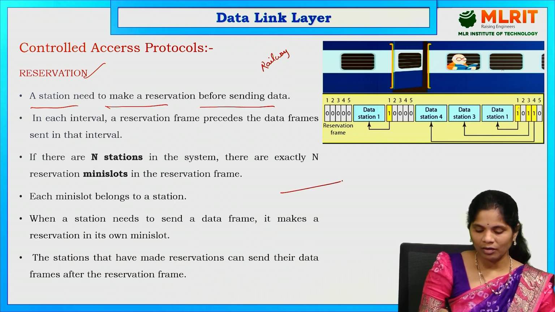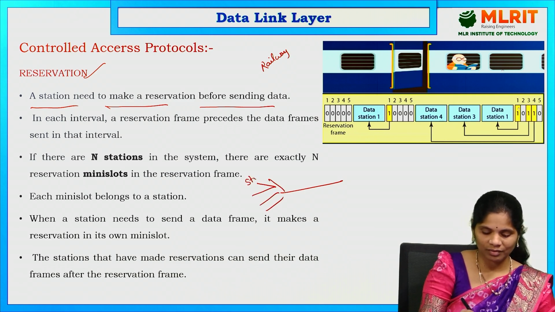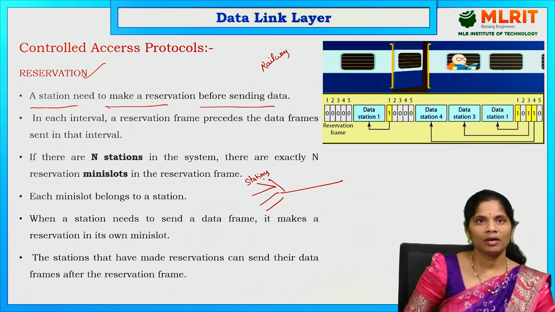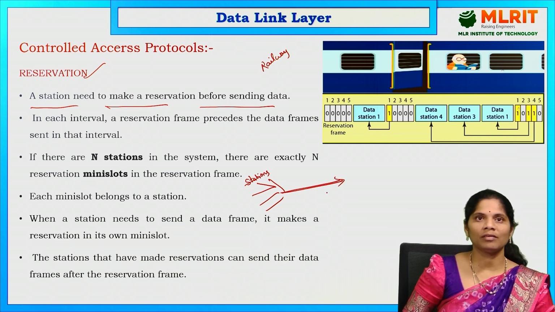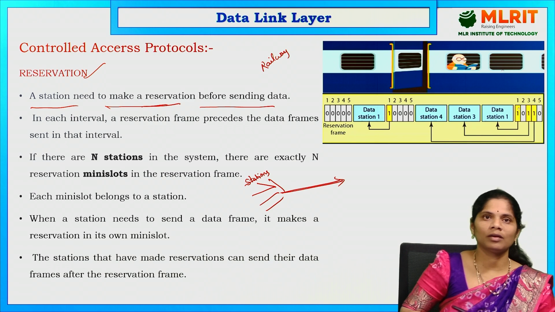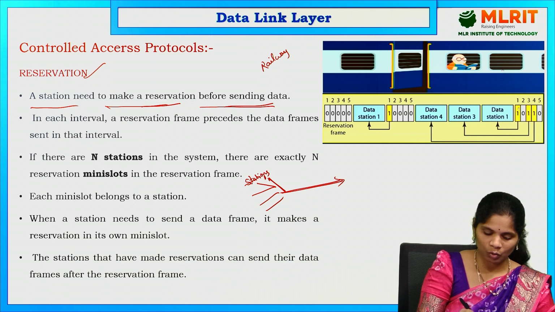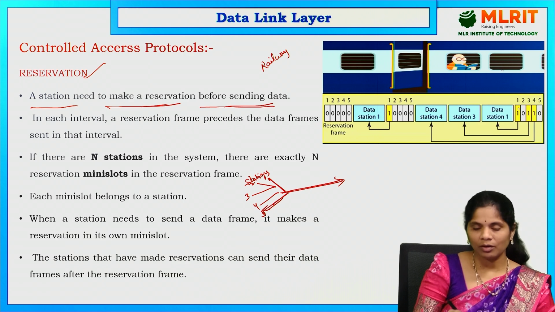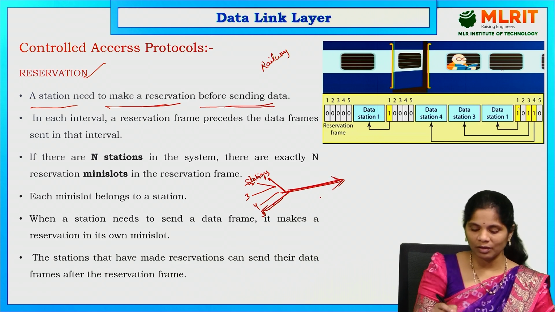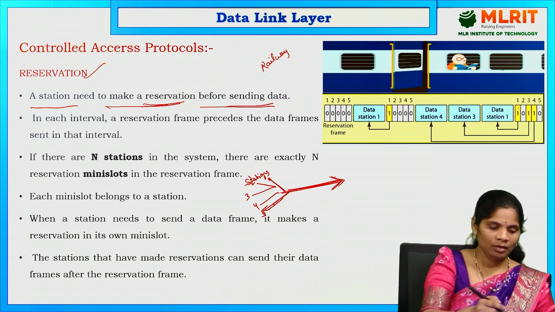Suppose this is a channel, and these are all the stations. Whenever a particular station wants to send data to this channel, first it has to reserve before sending the data. Suppose station 5 wants to share some data using this transmission medium. Before sending the data, first it has to reserve the seat. Then only it will send the data to the channel. That is nothing but the reservation.